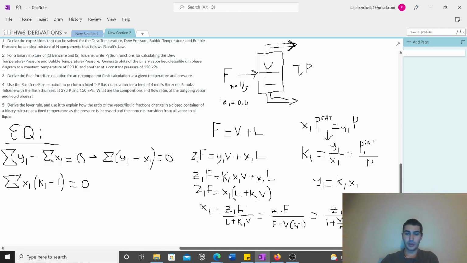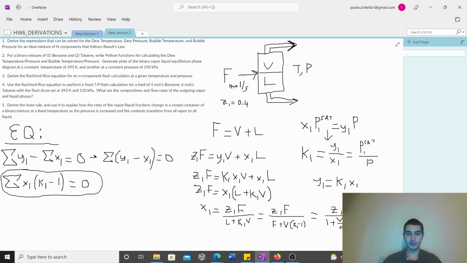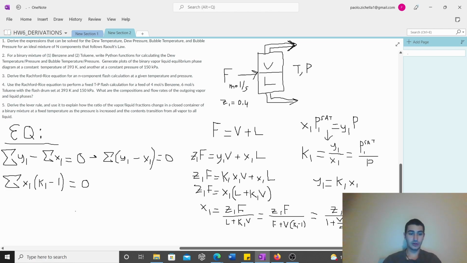Then from here, we can simply bring back this equation that we were at back here. This is where this comes in now. We can rewrite and simplify it, as we had xi is equal to zi over this. So now we can rewrite this as zi multiplied by Ki minus 1, all over 1 plus V over F multiplied by the same thing in the numerator, Ki minus 1, right?